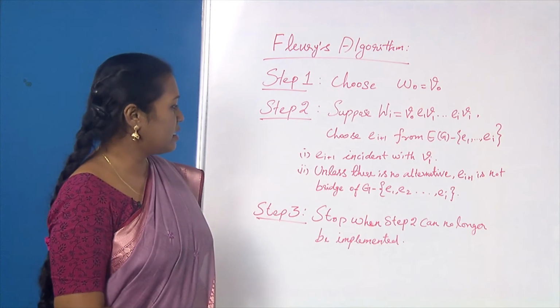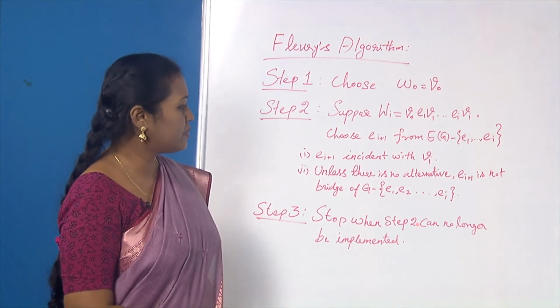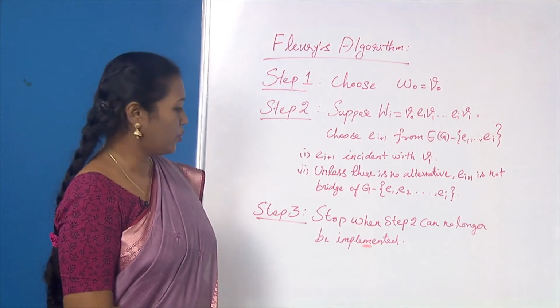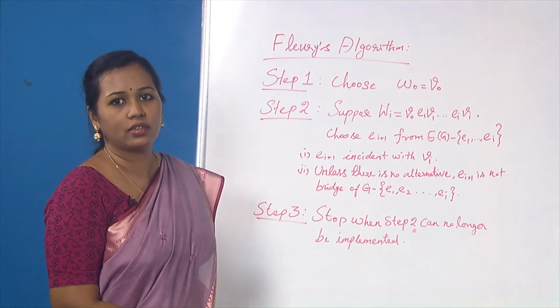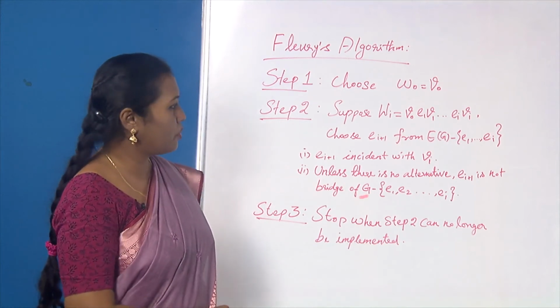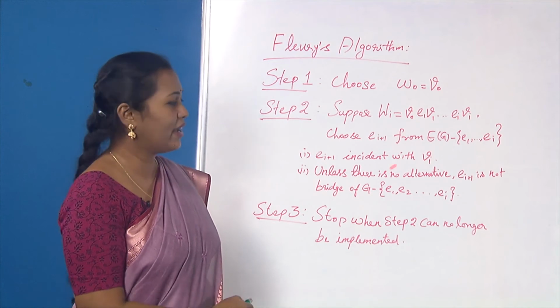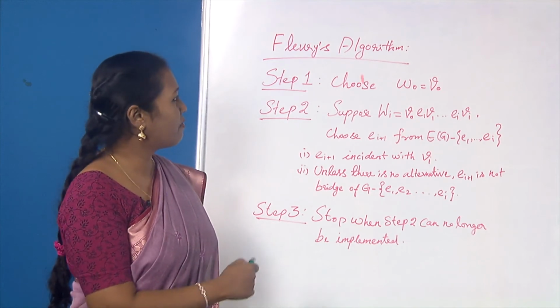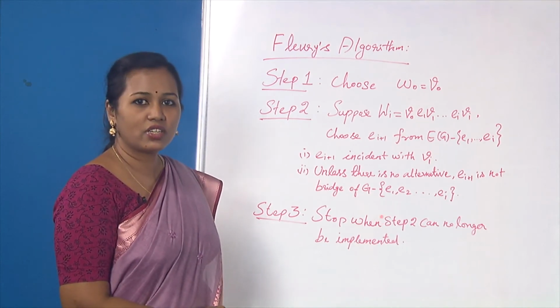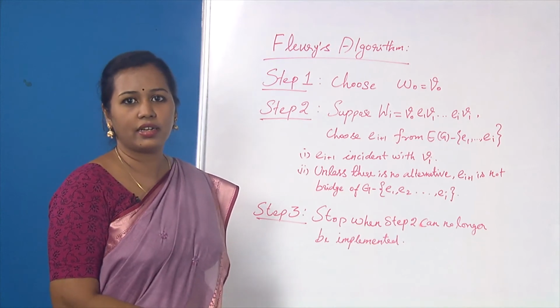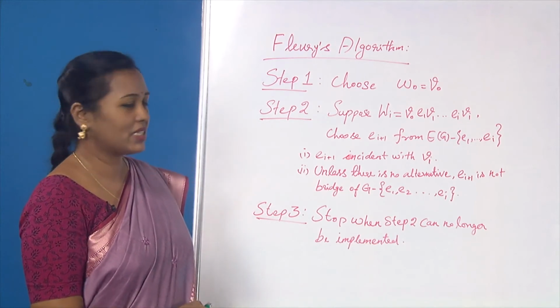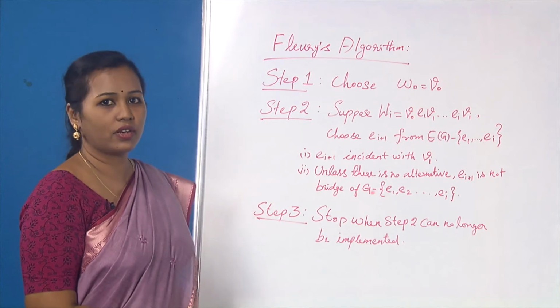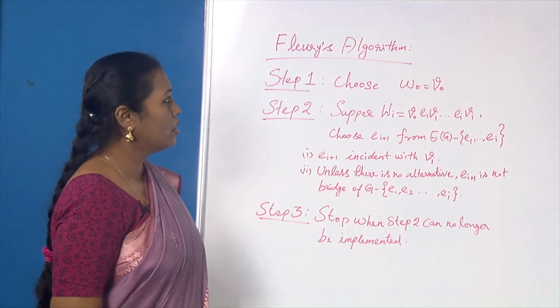And step 3 is you need to stop when step 2 cannot be continued or implemented. So we will be repeating step 2 in a loop until we arrive at an end vertex. So this is Fleury's algorithm to construct an Eulerian circuit in an Eulerian graph. Now, let us see the demonstration of this Fleury's algorithm using a graph.